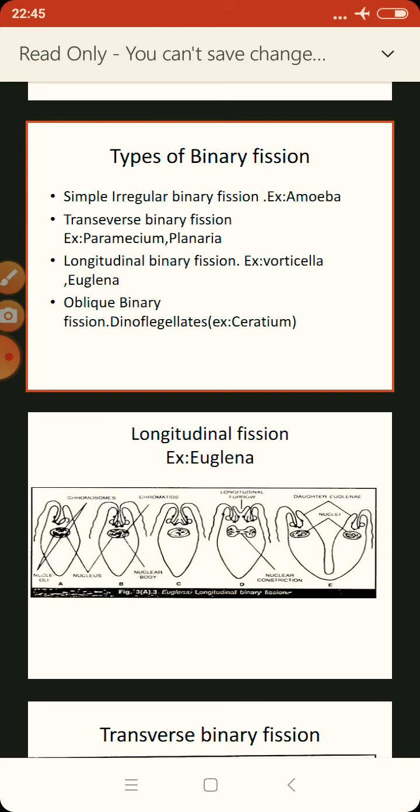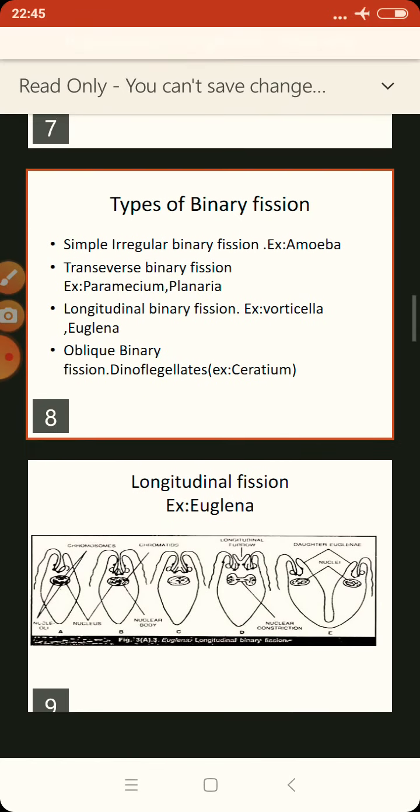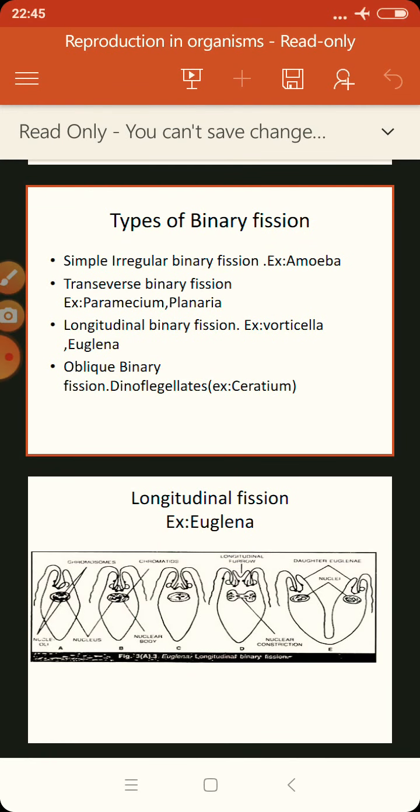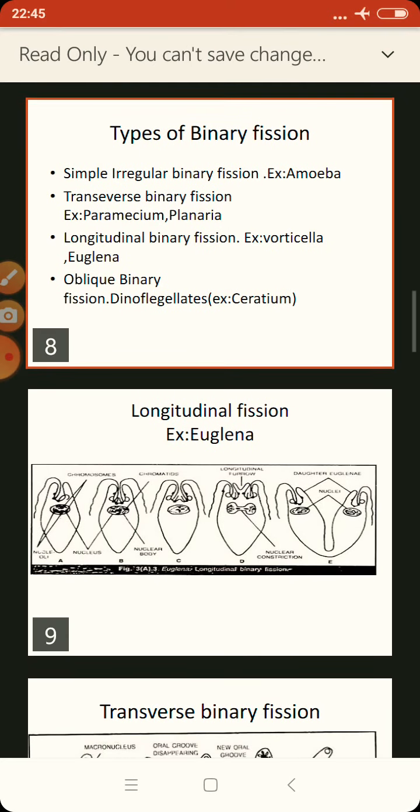So in this amoeba, the type of binary fission that takes place is simple irregular binary fission. It should be noted that amoeba does not only undergo binary fission; it undergoes different forms of asexual reproduction based upon the type of environment. If there is an unfavorable environment, it tries to undergo a different form of asexual reproduction. But whenever we talk about simple irregular binary fission, the very straightaway example we can give is amoeba.